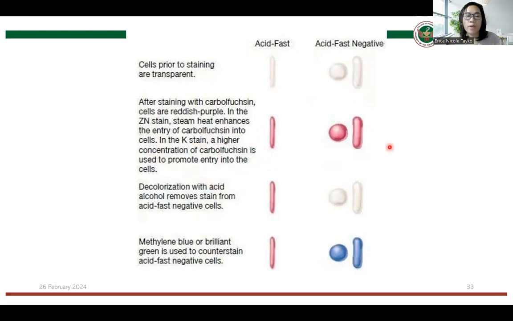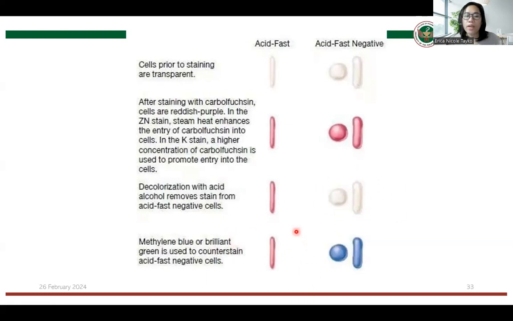Yan. So by applying heat as the mordant, when you apply a very strong na decolorizing agent in the form of your acid alcohol. So since itong acid fast bacteria, they have mycolic acids that would enhance the binding of carbol-fuchsin to the cells. Yung mga non-acid fast, they do not have your mycolic acids. When you decolorize it with a strong decolorizing agent or acid alcohol, they will return to being colorless. Yan. So maging colorless again.